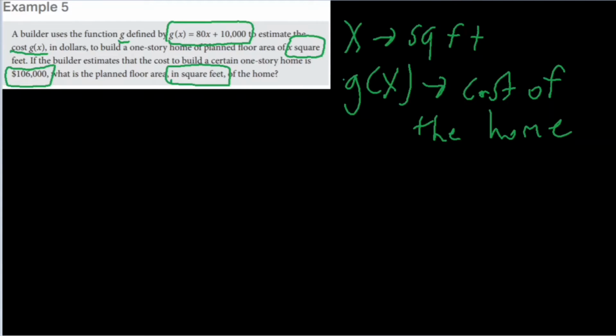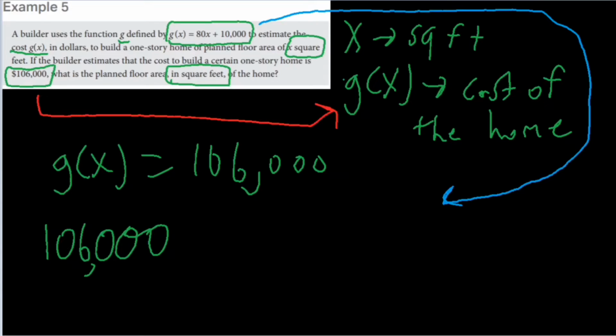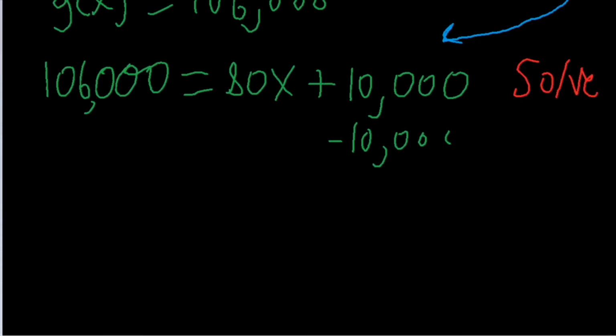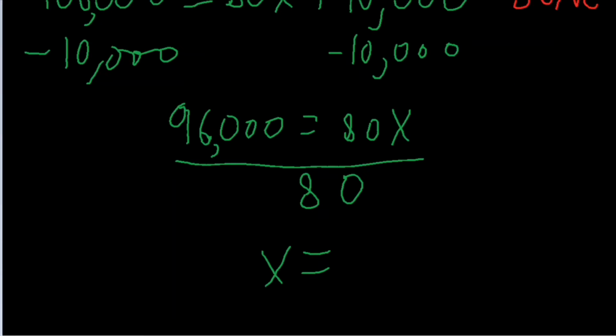If he wants to build a $106,000 home, what is the planned floor area in square feet? Basically, you have to understand that they're asking you to solve for x. They gave you the equation, so all you really have to do is plug in 106,000 into g of x, because that's the cost of the home. And then you solve. First, you subtract 10,000 on both sides to get 80x on its own. You get 96,000. And then from there, you just divide by 80, and you get your answer that x is equal to 1,200.